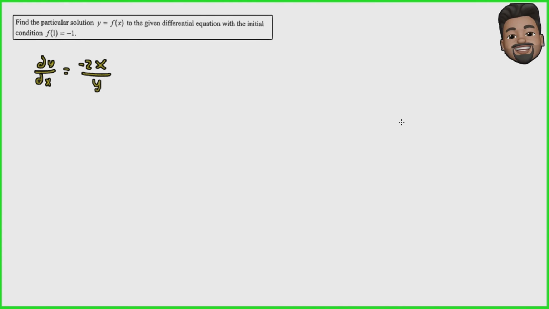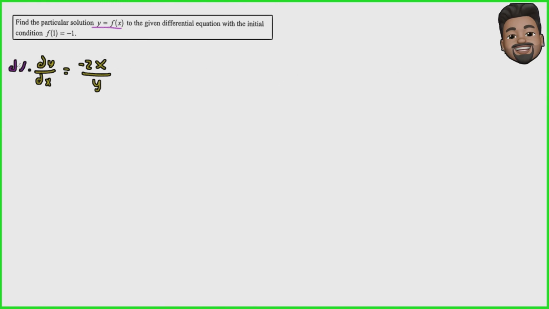Okay. Now we shall begin part C, which is find the particular solution y equals f of x to the given differential equation with initial condition f of 1 equals -1. Now, it's asking for y equals f of x. That should always be our hint that it's asking us to go back to our original function. Because of that, we need to separate the variables and do what we've done in the past. So let's go ahead and do it.